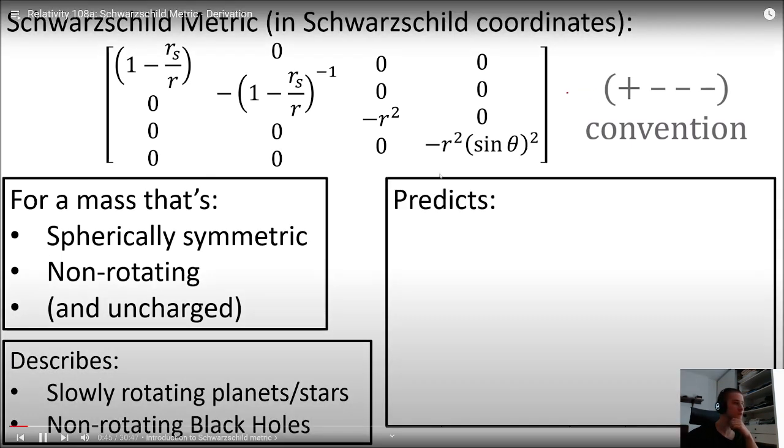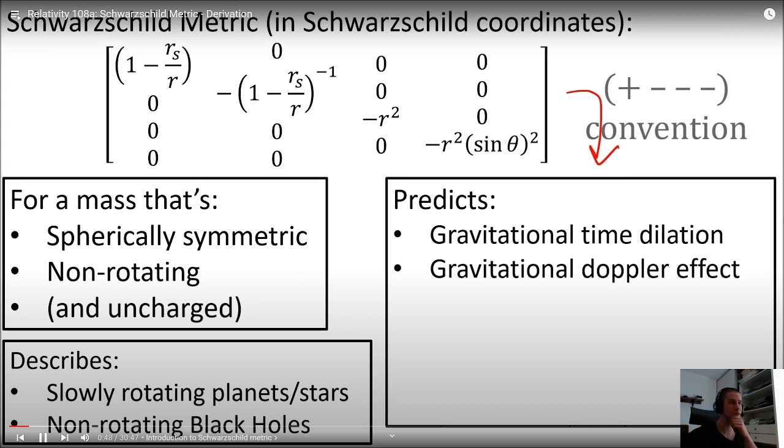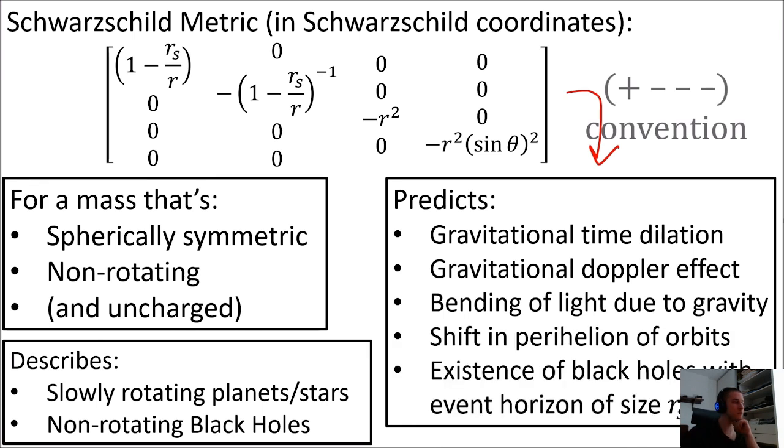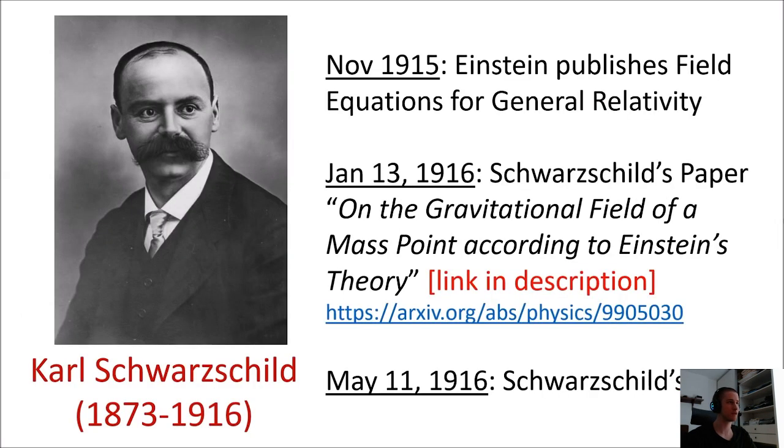The Schwarzschild metric predicts gravitational time dilation, the gravitational Doppler effect, the bending of light due to gravity, shifting in the perihelion of orbits, and the existence of black holes, with an event horizon with a radius of Rs, which is also called the Schwarzschild radius. The metric was first discovered by Carl Schwarzschild, who published it only a few months after Einstein's general relativity paper in 1915. Schwarzschild unfortunately died only a few months later while serving in the German army in World War I.